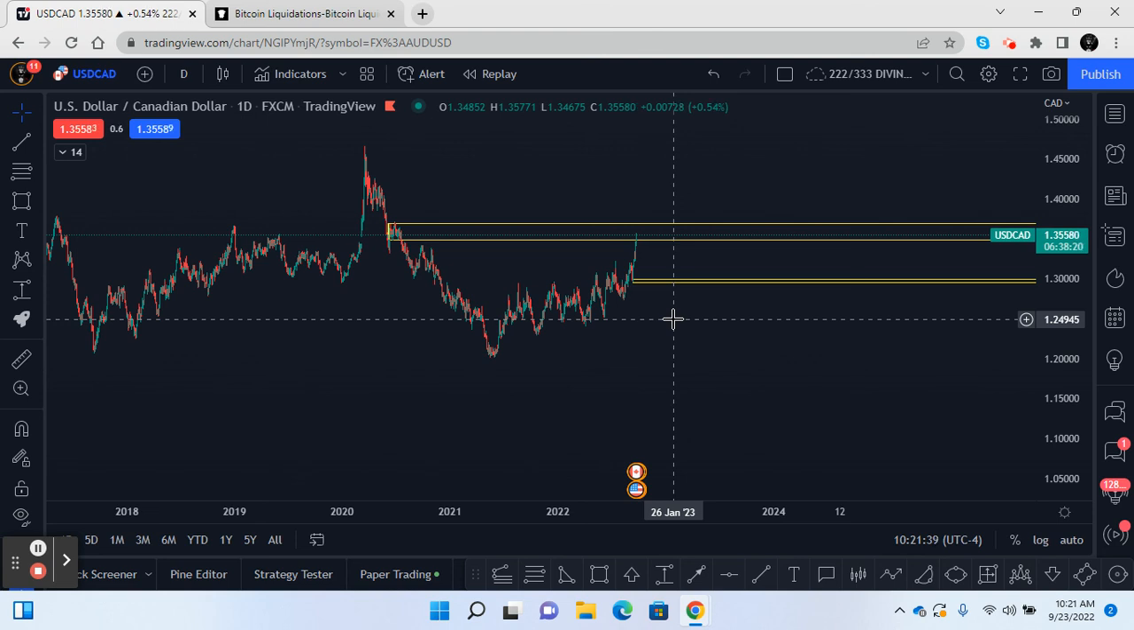So that's it, guys. That's my outlook for the U.S. dollar, Canadian dollar. I'm pretty sure there are some other ones out there as well. They got a heavy trade setup.